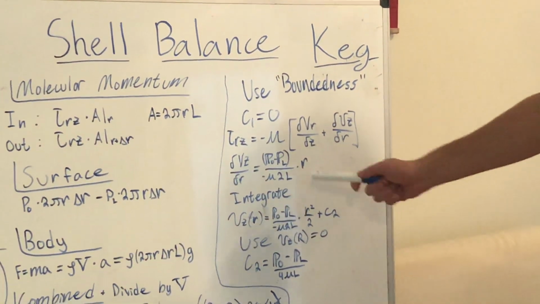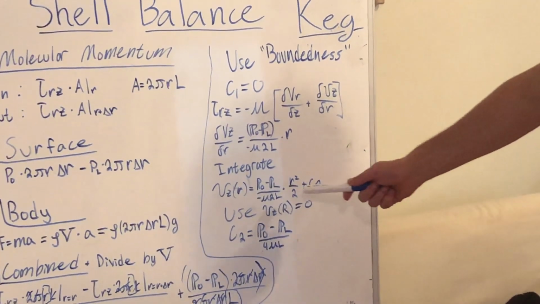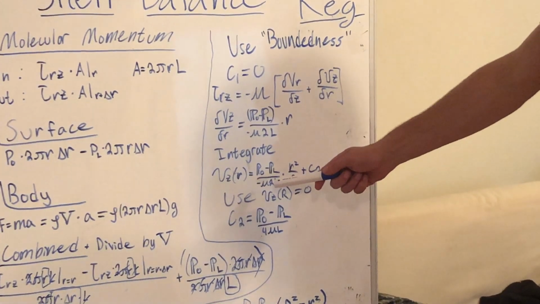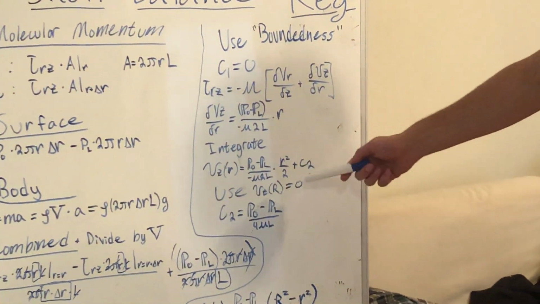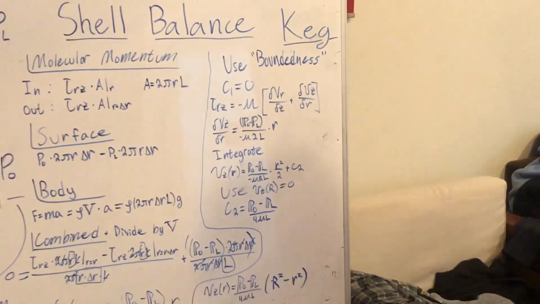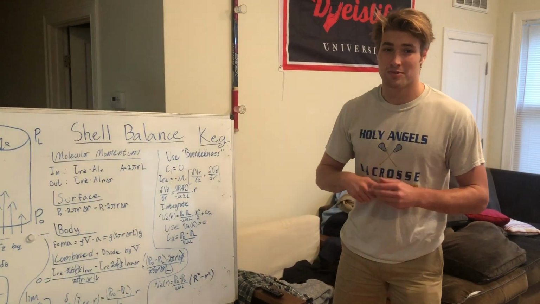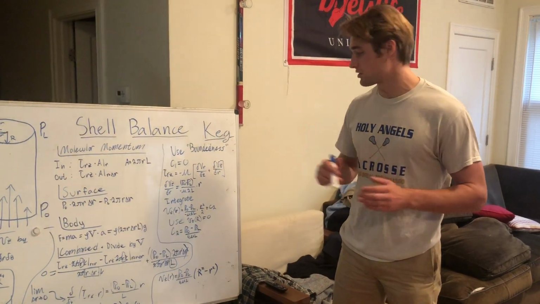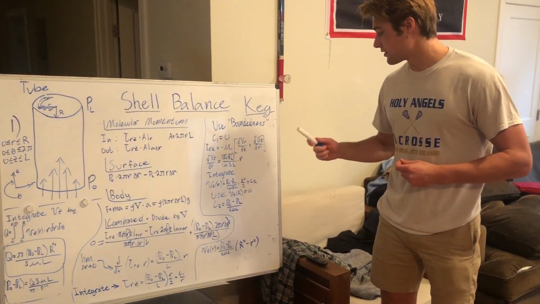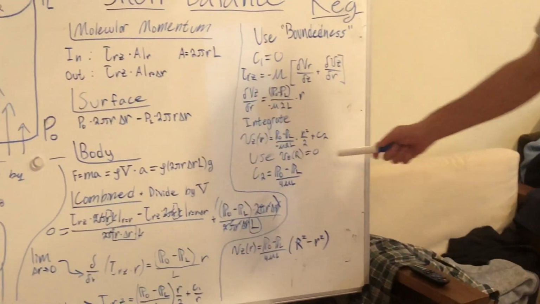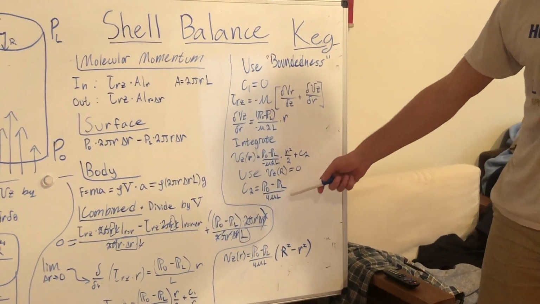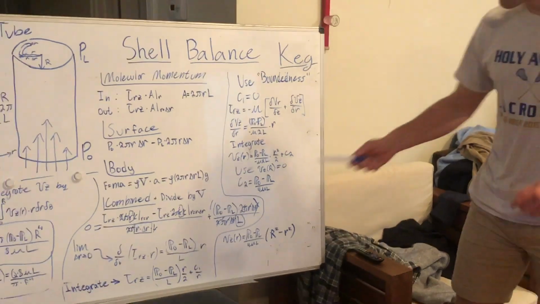So now if we integrate again, we find that it's this pressure gradient over negative mu, which is viscosity, times 2L, times r squared over 2, plus our second constant. And to solve for the second constant, we can use our boundary condition because it's a Newtonian fluid, so there's no slip at the edges. And this proves that at the edge, at R, the velocity will be 0. So C2 is equal to the pressure differential over 4 mu L. Now we have our velocity equation.